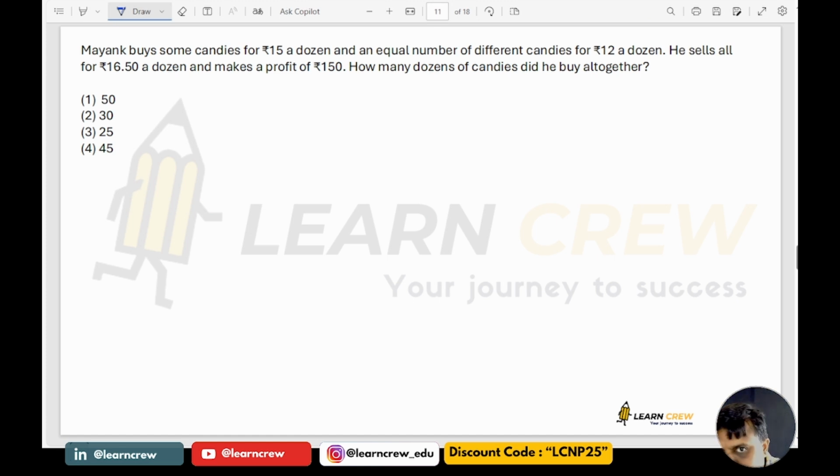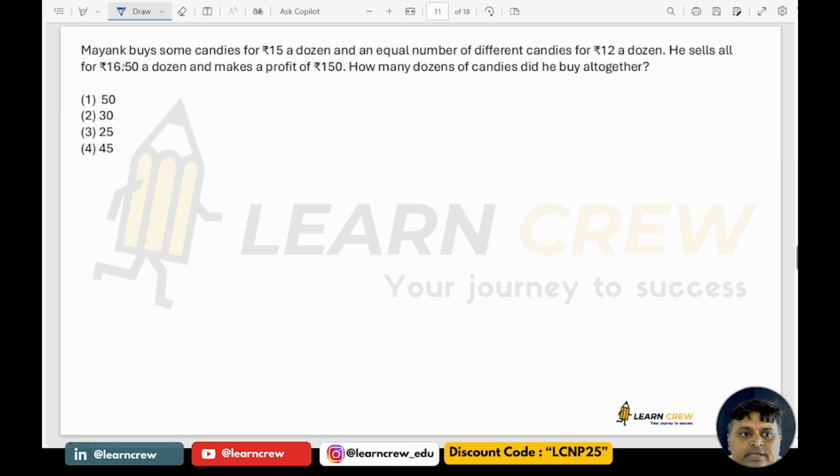Mayank buys some candies for 15 rupees a dozen, and an equal number of different candies for 12 rupees a dozen. So he sells all for 16 rupees 50 paisa a dozen and makes a profit of 150 rupees. So here how many dozens of candies did he buy altogether?